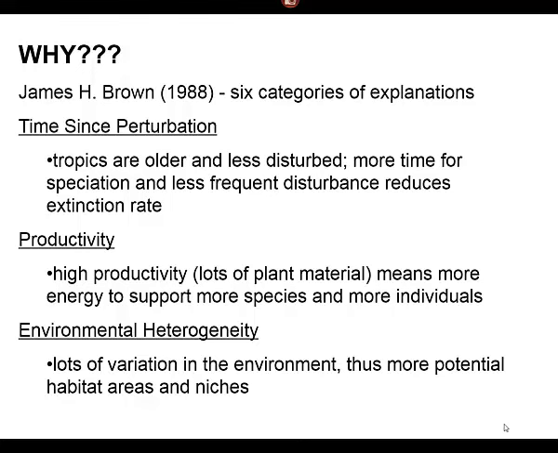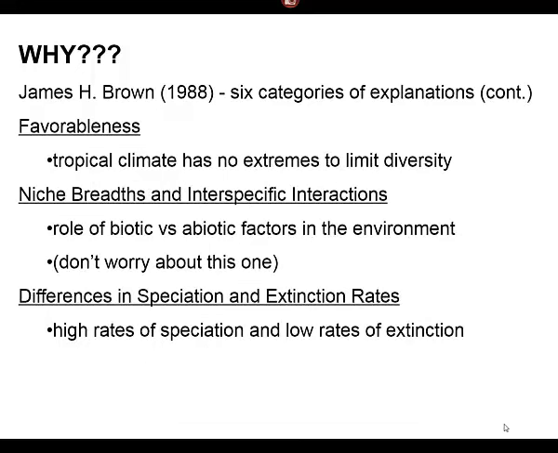Productivity, something we've learned a lot about: high productivity, tons and tons of biomass, means more energy to support more species and more individuals. Environmental heterogeneity, that we defined in our previous lecture: lots of variation in the environment, thus more potential habitat areas and niches. Favorableness: tropical climate has no extremes to limit biodiversity. It's summer all year round. So there is easy adaptation, if you will, to those environmental conditions that allows for that niche differentiation.